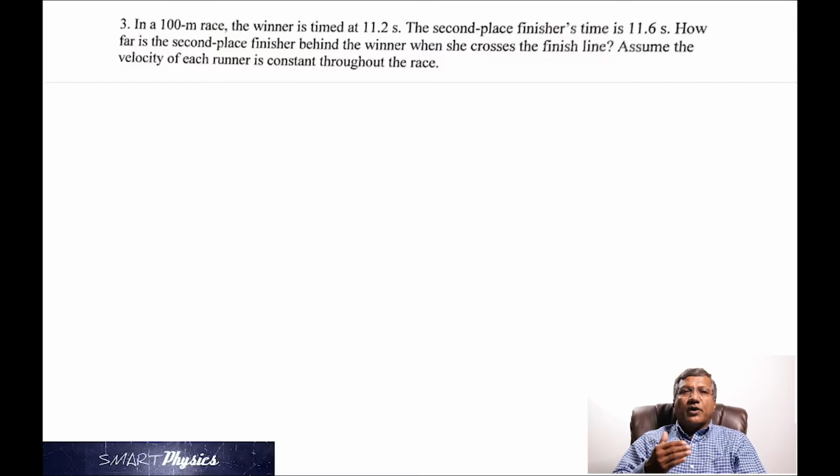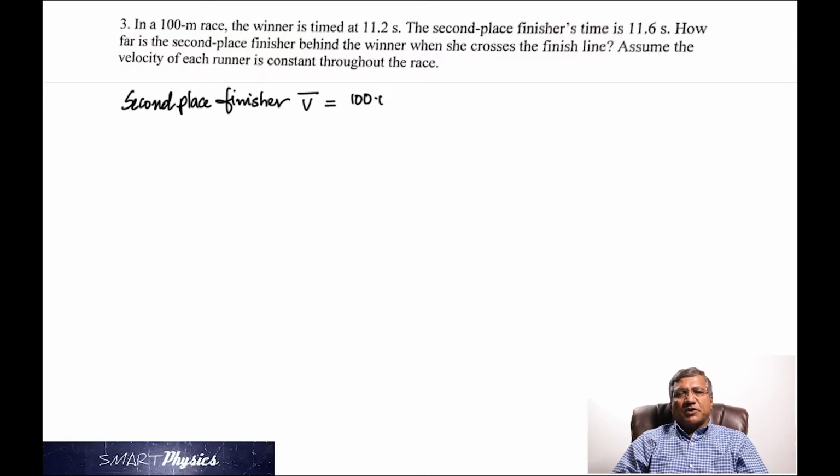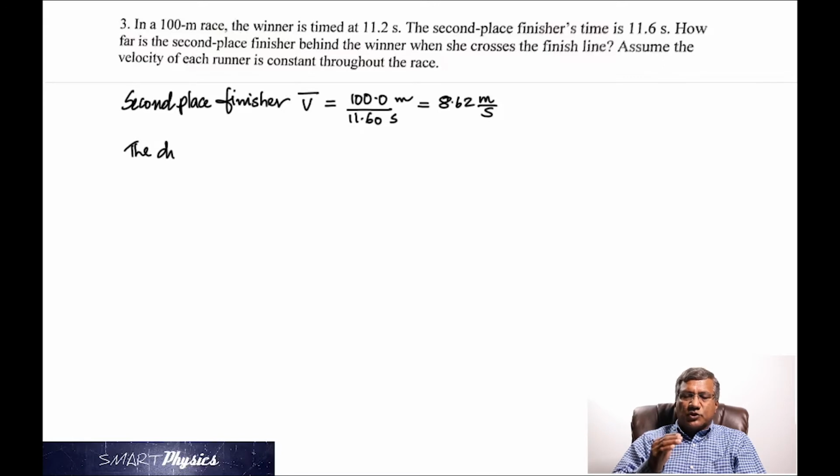Alright, so now you have the winner taking 11.2 seconds. The second place finisher takes 11.6 seconds. So first what we do is we find the average velocity of the second place finisher. Velocity is displacement by time. That is 100 meters divided by the time, which is 11.6 seconds, gives 8.62 meters per second. That's the average velocity of the second place finisher.